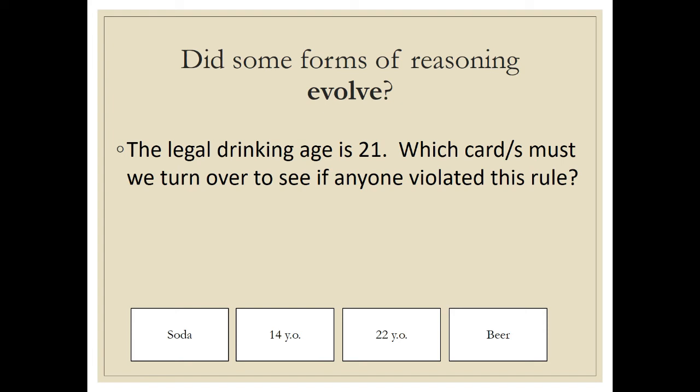And that's exactly what research shows. So we know we don't have to worry about soda. It doesn't matter how old you are, you can drink soda. We know we don't have to worry about 22-year-olds. They can drink whatever they want. But we do know we need to worry about beer, because we don't want underage people drinking beer. And we do know we need to worry about 14-year-olds, because we don't want underage people drinking any type of alcohol. So the correct answer for this jumps out at you, and it's very hard to ignore it. Most people get this correct, even though the basic methodology and the basic dependent variable is exactly the same as in the previous scenario.